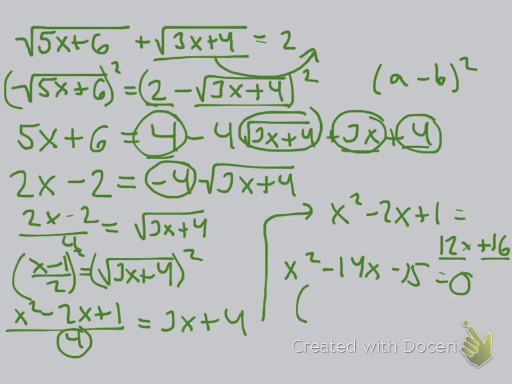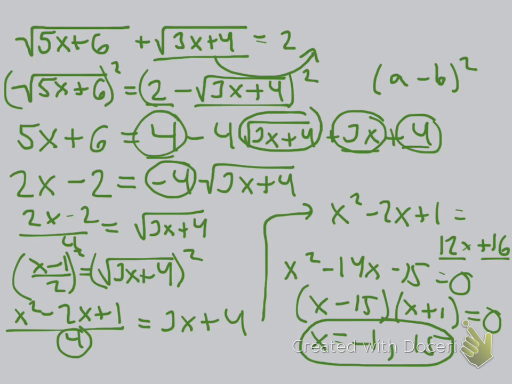Which it clearly does. We have x minus 15, x plus 1 equals 0. So we have two potential solutions here. X equals negative 1, x equals 15. And I'm going to give you a minute now to check and verify both these solutions and see if they fit. Remember, we need to plug these back into the original equation. So let me give you a minute to do that.